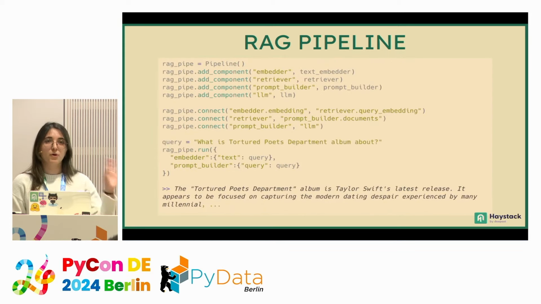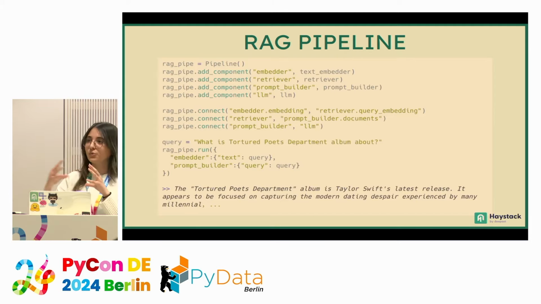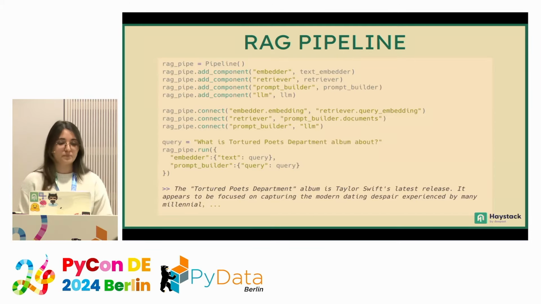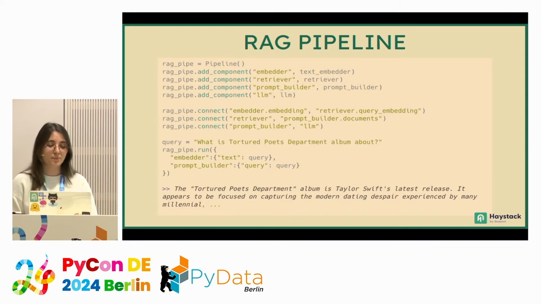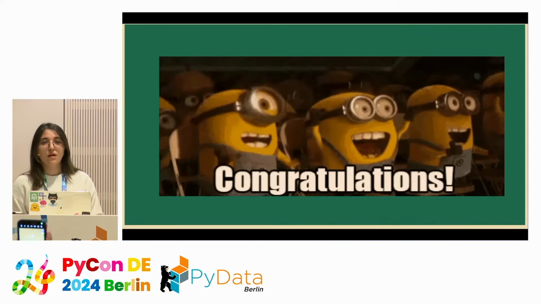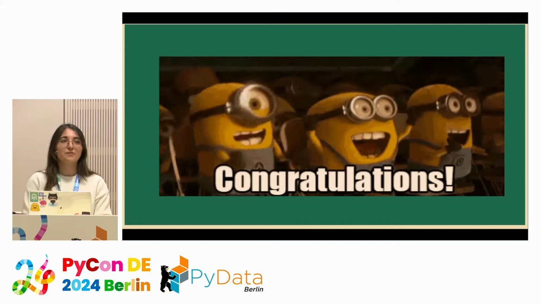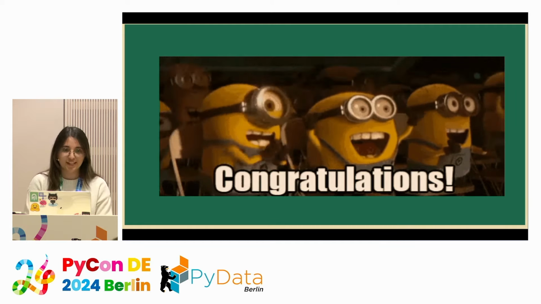And okay, the components are here. Let's now add them to our pipeline. One by one, we add our components to our pipeline, and as the second step, we connect them to each other. As I said, it's a directed graph, so we need to define which edge goes to which component. And then I run my pipeline with the query, and in return, I get an answer. So congratulations, you built your first RAG application.